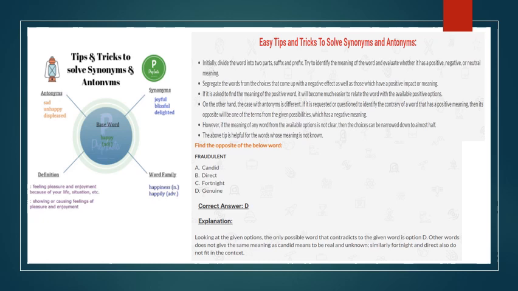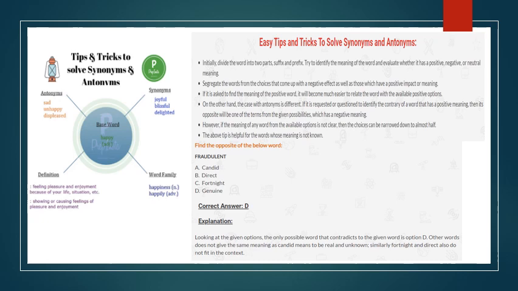Segregate the words from the choices that have a negative effect, as well as those which have a positive impact or meaning. If you are asked to find the meaning of a positive word, it will become much easier to relate the word with the available positive options. If it's a positive word and you want a synonym, look for the positive option. If it's a positive word, look for a negative option if it's an antonym you have to find.